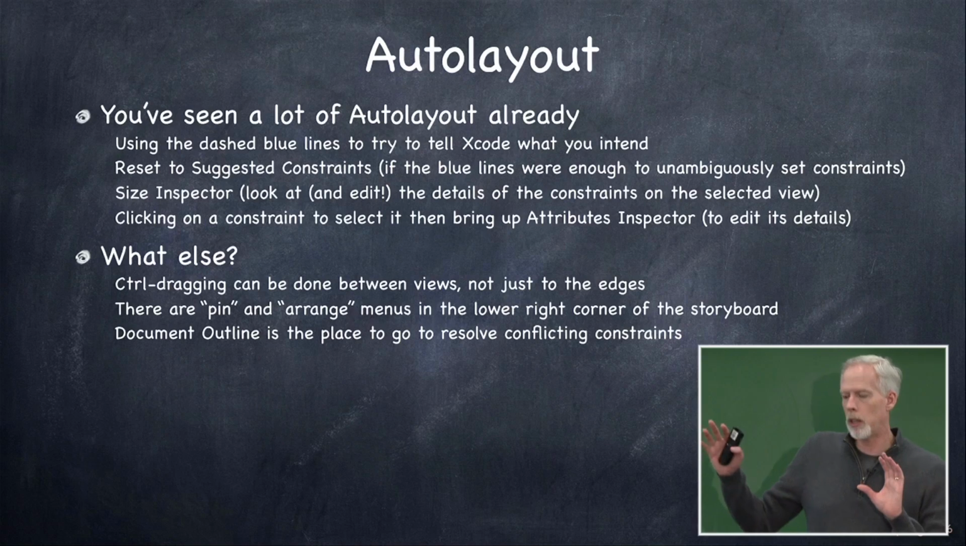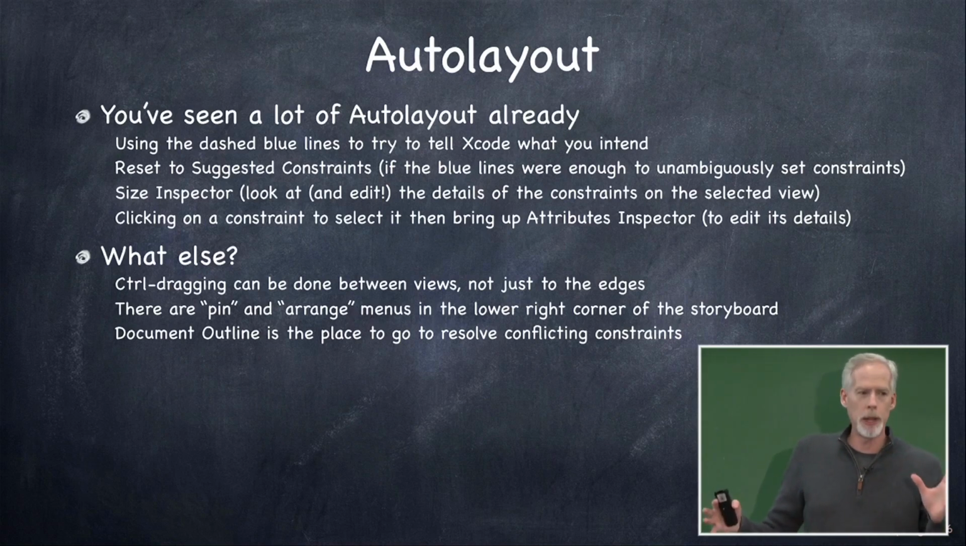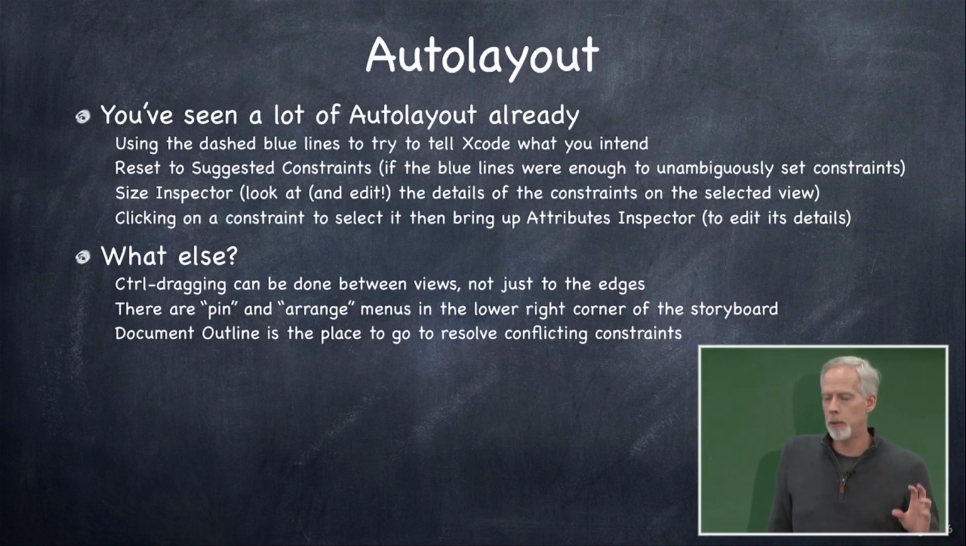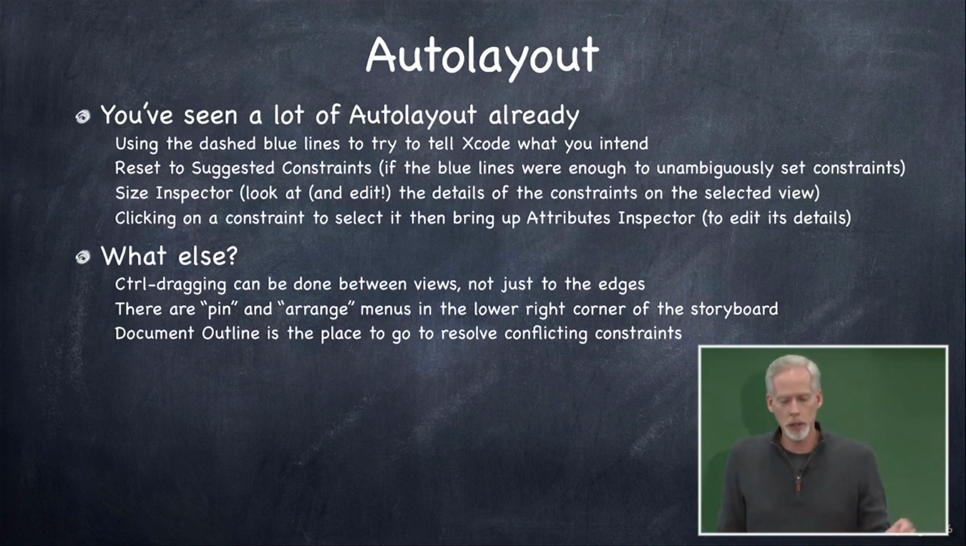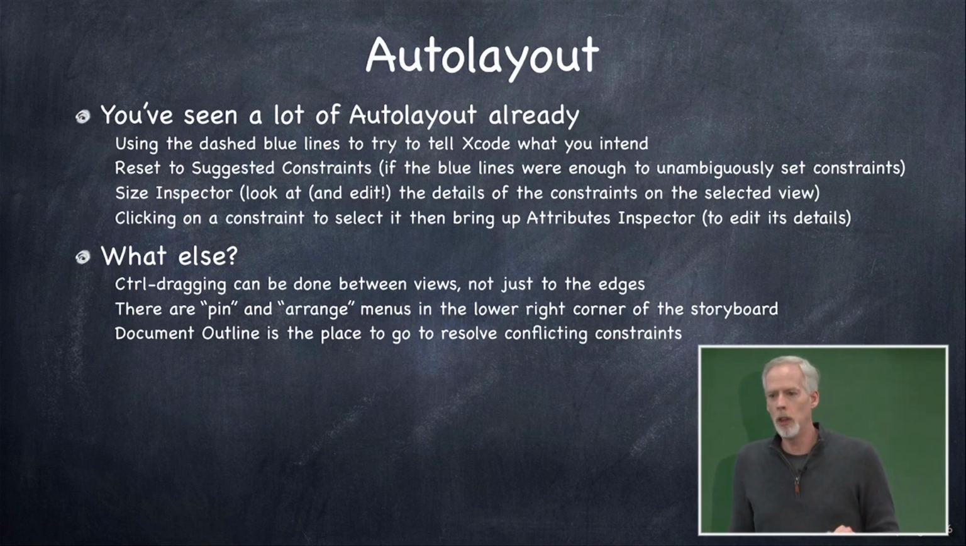You can look at your constraints by inspecting things, but really the way to see a big picture of all the constraints is in the document outline. Okay? Remember the document outline? That's the thing on the left in the storyboard that you can kind of bring out with that little button on the bottom. And it shows you all your views and the hierarchy of it and all that stuff. Well, it'll also show all your constraints in there. Okay, big long list of your constraints, and that's a good place where you can go to see them.